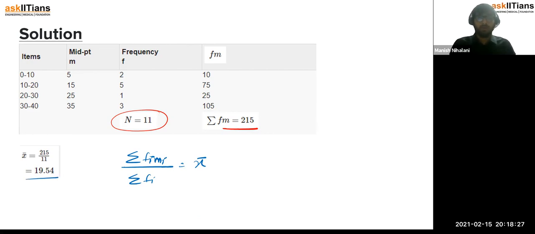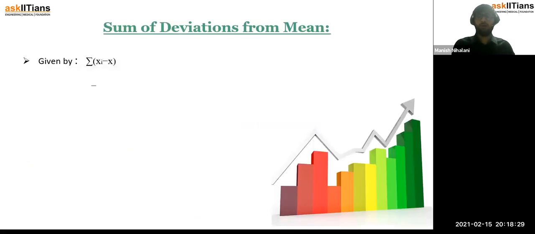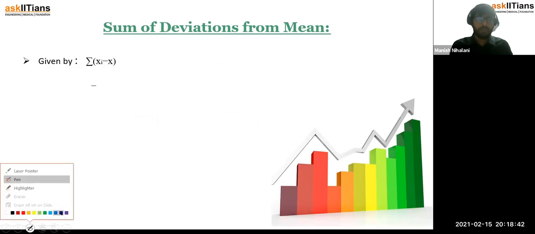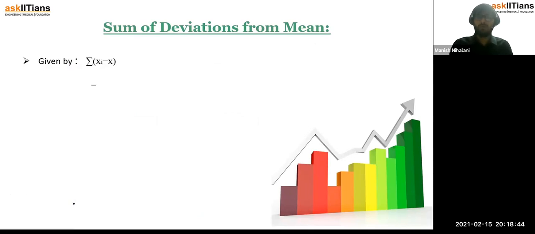Yes. So next thing we have to talk about is mean deviation from mean. That is the sum of deviations from mean, which means, what do deviations mean? See, why do we need to study these deviations? Because we need to understand how far our observation is from the average observation. This is the significance.